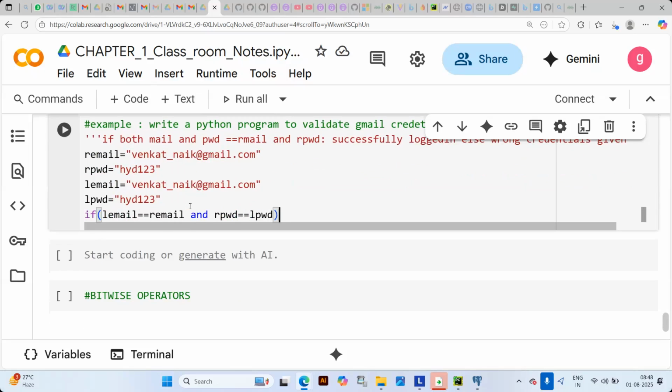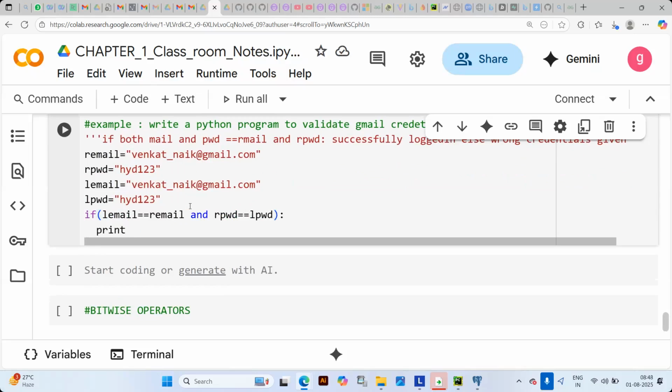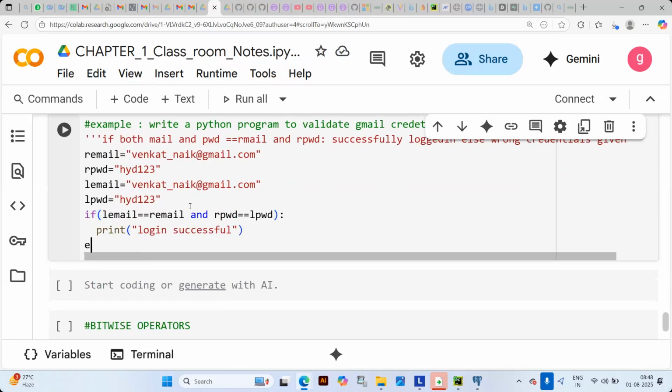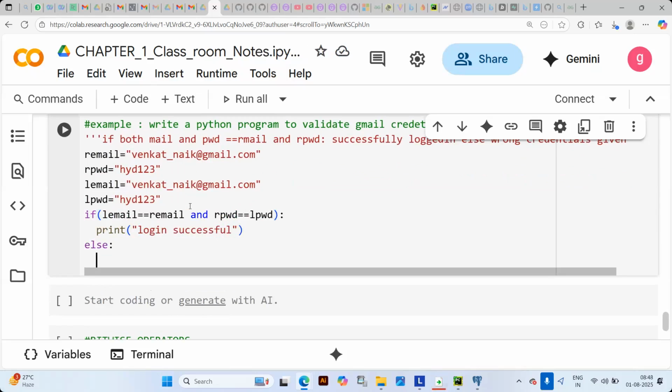If both the conditions are true, then I am able to log in successfully, which means probably here login successful. Else, absolutely, it will tell you wrong credentials. This is the behavior of the application. For that, we are writing the logic. Let us execute.